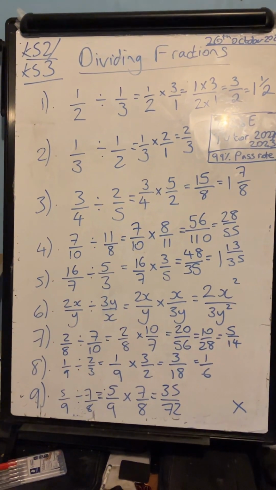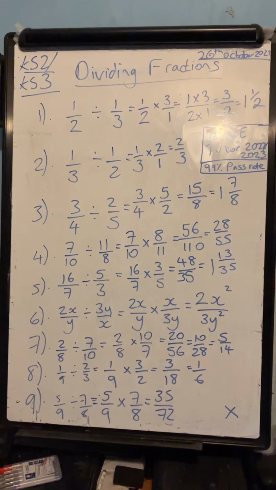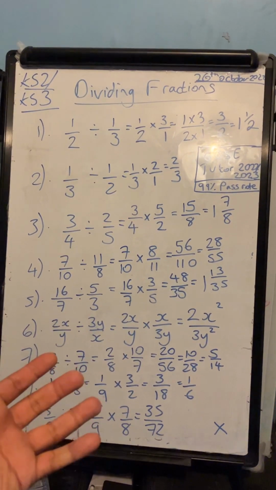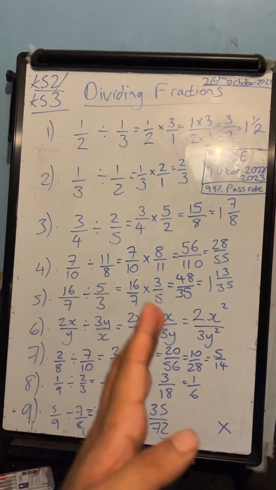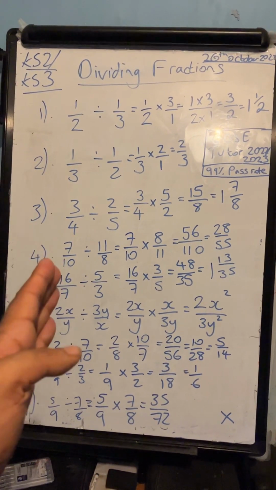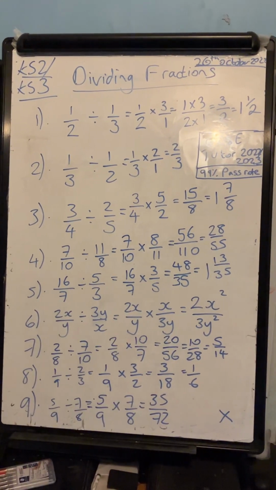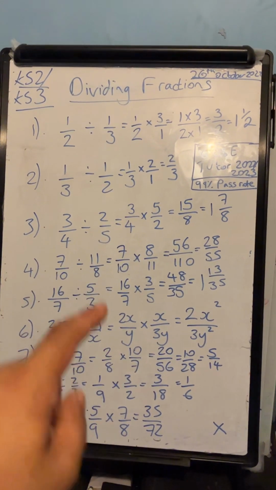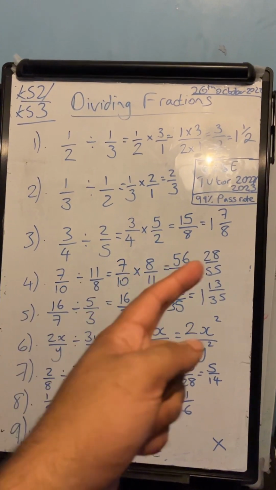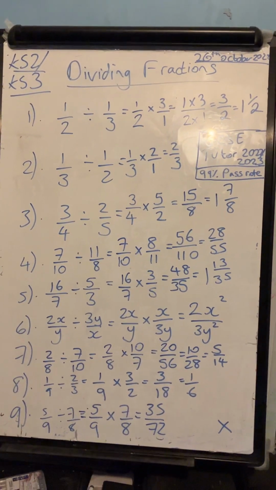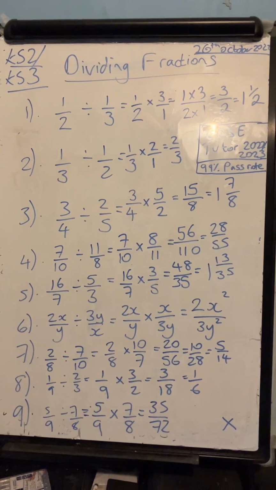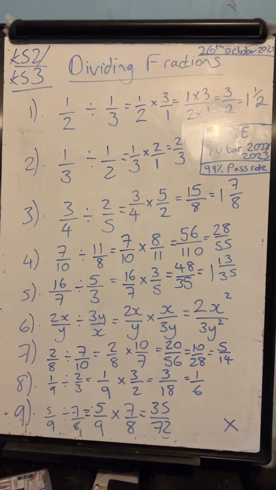Question number 4. 7/10 divided by 11/8. Keep the first fraction, you flip the second, and then you change it to a times. So always remember KFC. You keep the first fraction, flip the second, and then change the sign to a times. 7 times 8 is 56. 10 times 11 is 110. They're both even numbers, so I can divide top and bottom by 2 to simplify the fraction fully, which is 28/55.